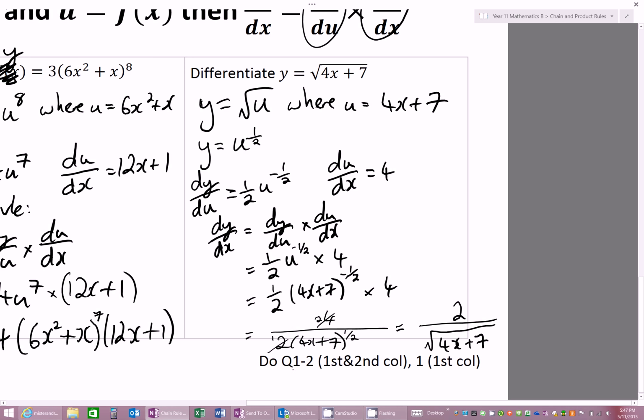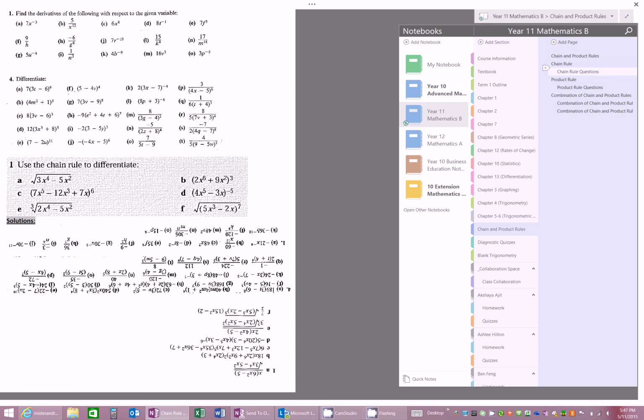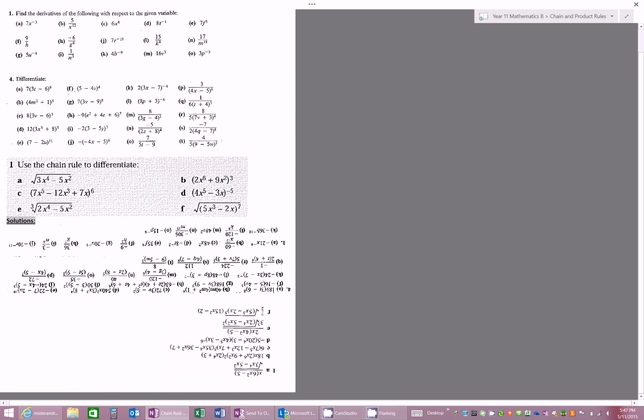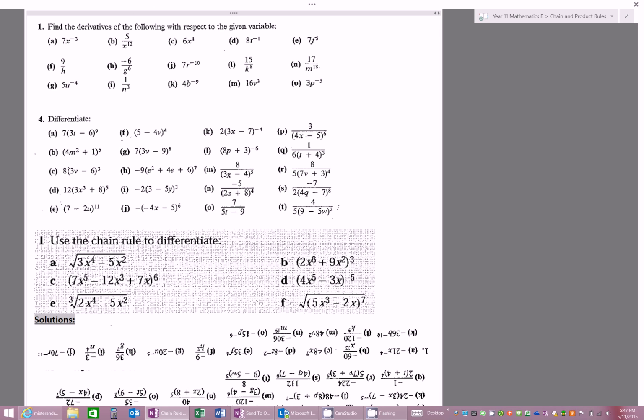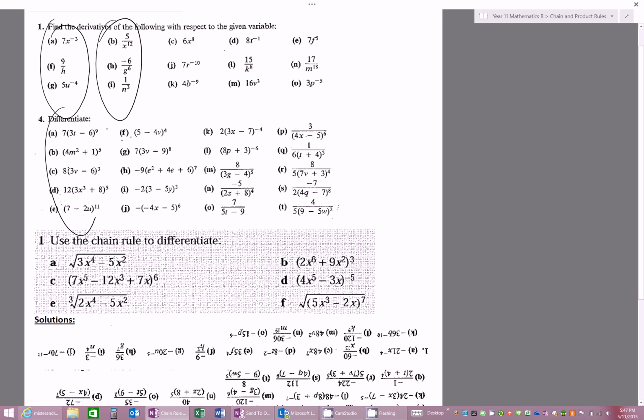Alright, so from here, do question 1 and 2, the first and second column, and also question 1, the first column. There's 2 question 1s in these questions. Okay, I should probably have renamed them, but I'm sure you guys will figure it out. So basically these guys, these guys, these guys, these guys, and these guys. That's a bit, actually. Alright, well, have fun with them.